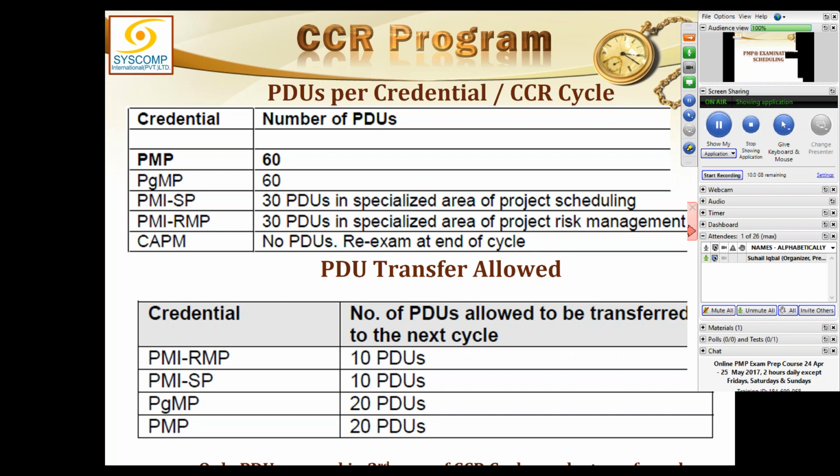For ACP, ACP is Agile Certified Professional. There are again 30 PDUs in Agile practices. CAPM is one certification which cannot be renewed. And this is different in a way that all other certifications have a CCR period of 3 years. But CAPM stands good for 5 years, but it is non-renewable. You cannot renew CAPM. If you want to have CAPM status updated, you have to appear in the exam again. You have to apply from ab initio.